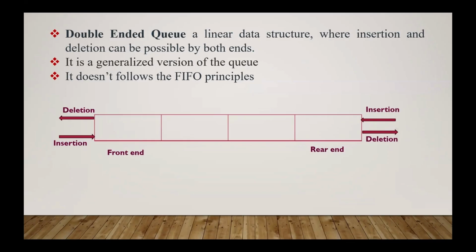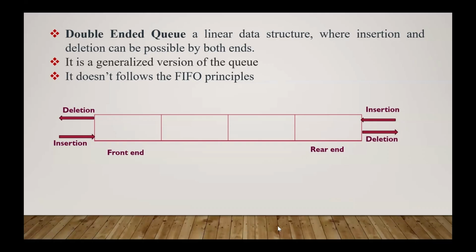So first we have to know what a double-ended queue is. By the name, double-ended means we can use both ends. Generally, the linear queue is a type of data structure where insertion is done from one end and deletion is done from the other end. One end is specific for the insertion operation, another end is specific for deletion. But a double-ended queue is a linear data structure where insertion and deletion are possible at both ends. That's why it is called double-ended. On both sides we can perform insertion as well as deletion. We can say it is a generalized version of the queue.